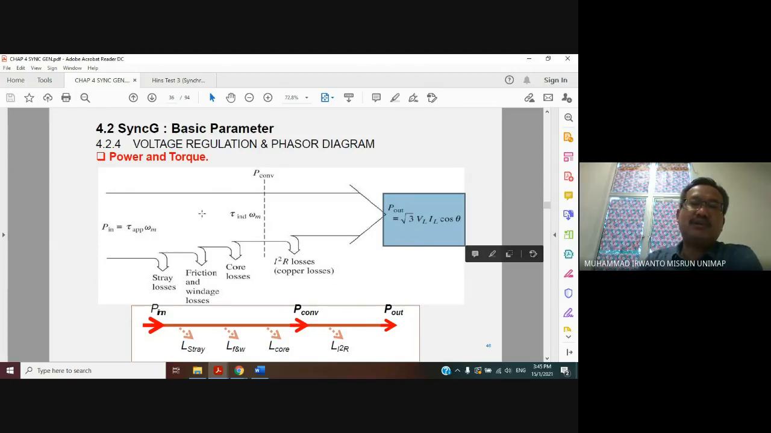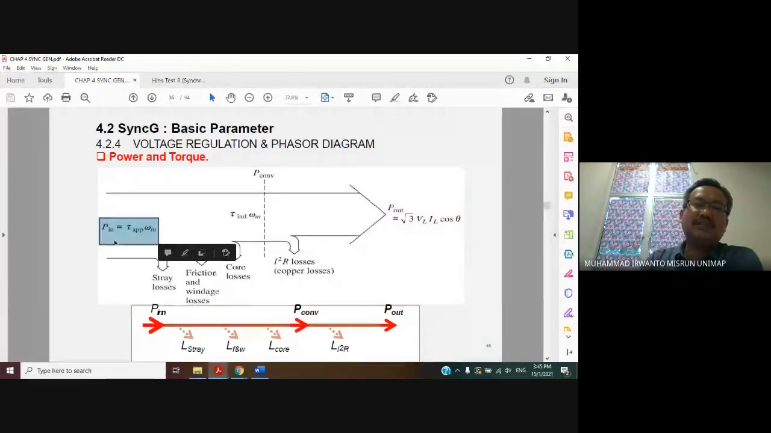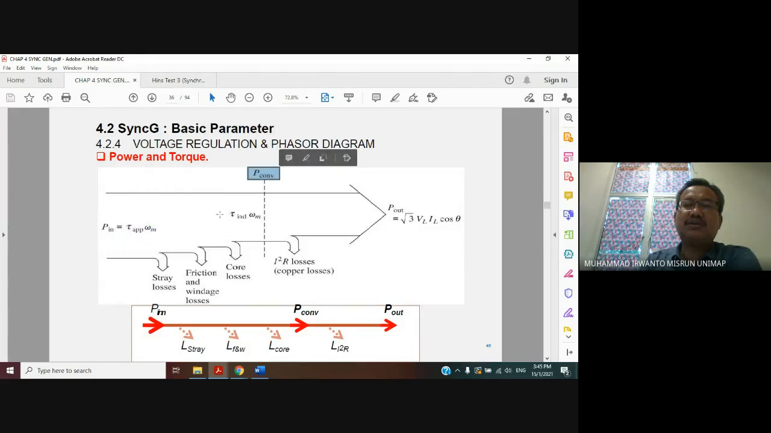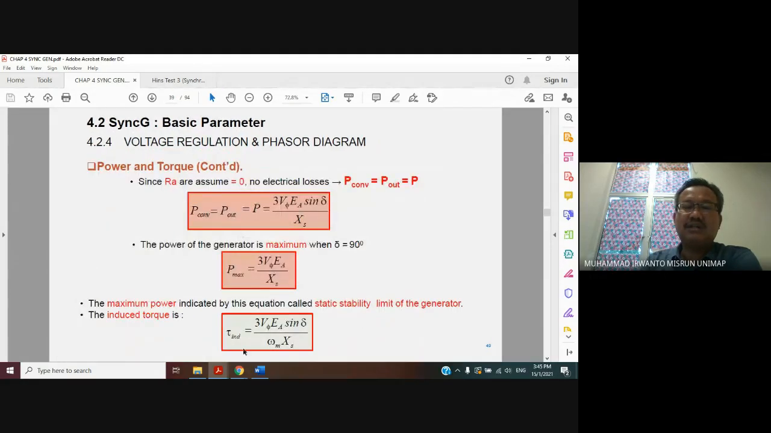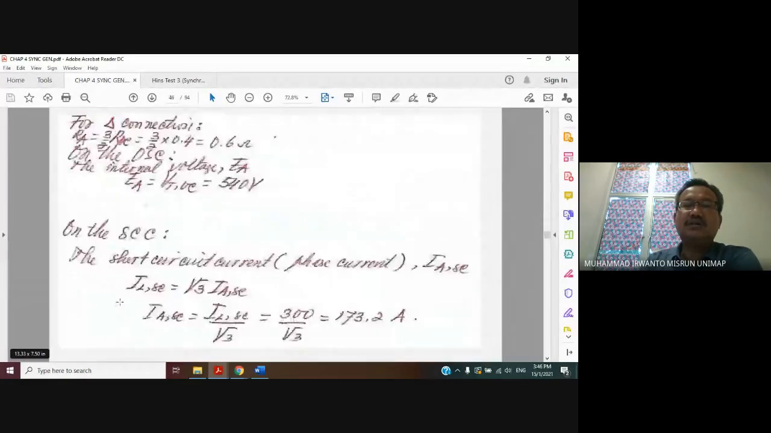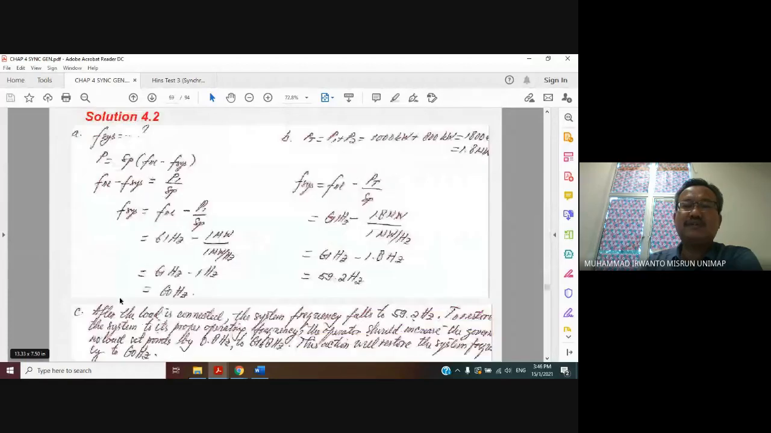Nah, so and then remember, ya ini nanti saya tengok lagi. Because ada soalan pasal applied torque. Input power is equal to applied torque multiplied by mechanical speed. Yeah, this one. And then P converted is equal to induced torque multiplied by omega m. Ya, ini ya. It means induced torque is equal to output power divided by omega. Okay, now so we look at the question.